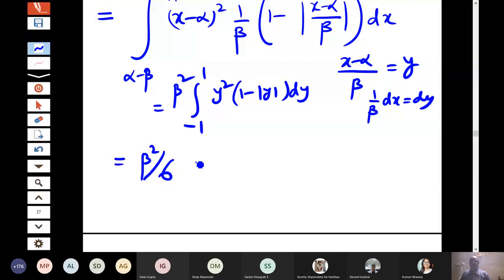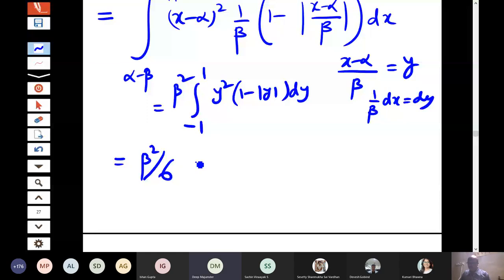I have asked you to find out the third moment, because it is the measure of skewness. Can you tell me the answer without calculation? Sir, 0. Yes, sir. It will be 0.